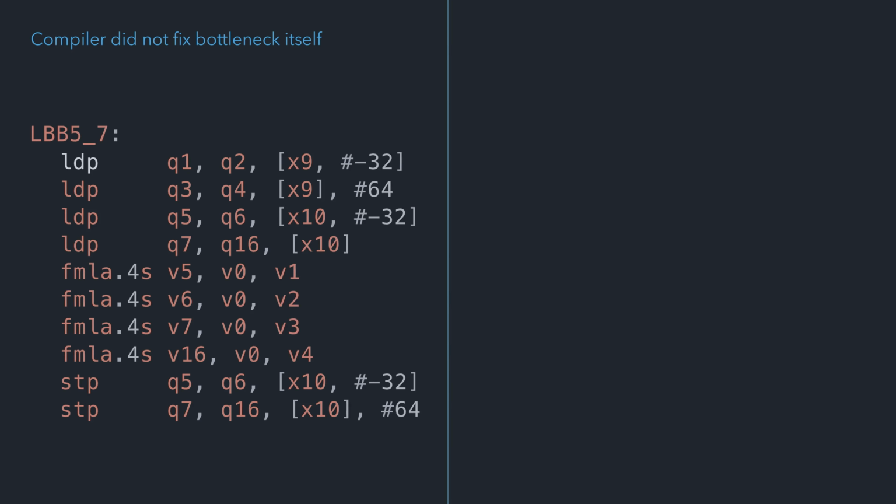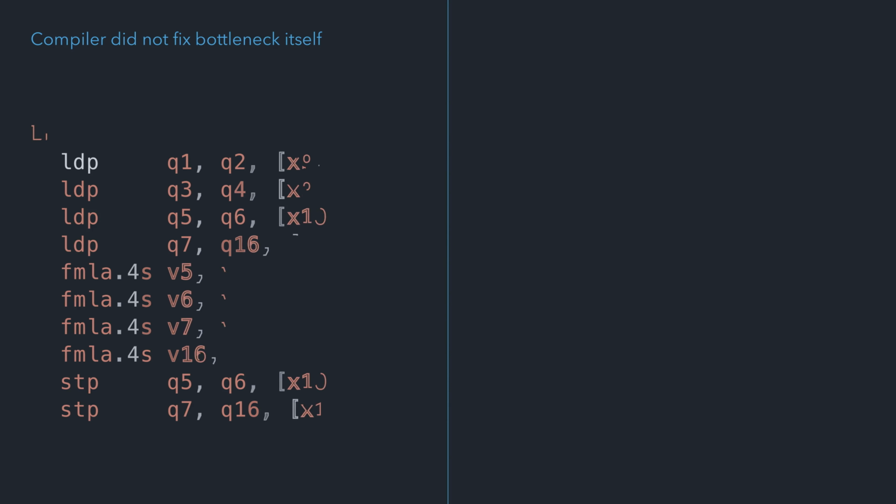But wait, our naive code didn't use any SIMD. Why are there already SIMD FMLA operations on 4 indices at a time? The compiler actually observed the available parallel work and automatically emitted SIMD to optimize the inner loop.